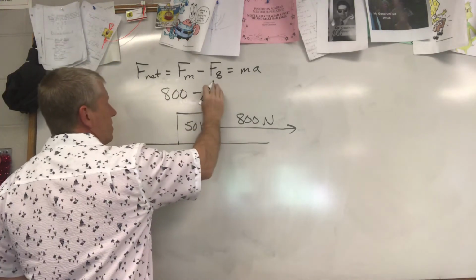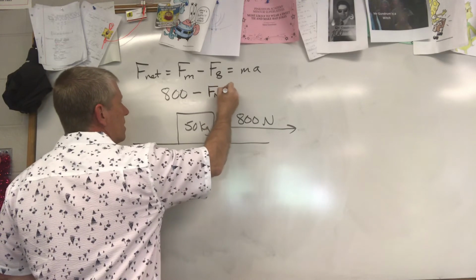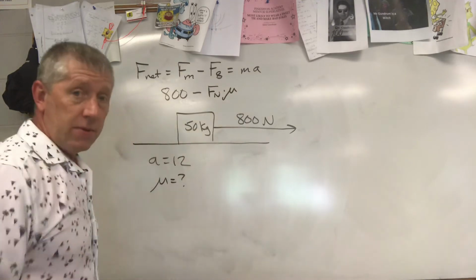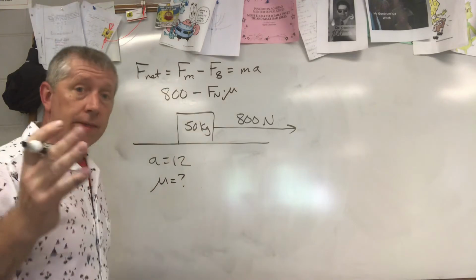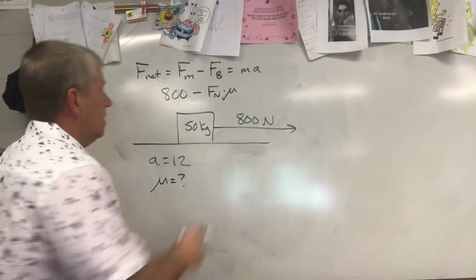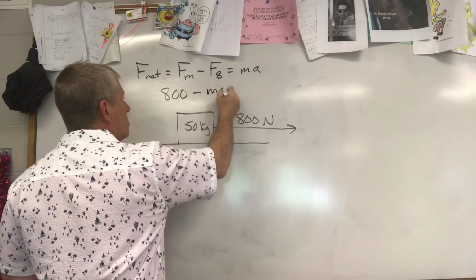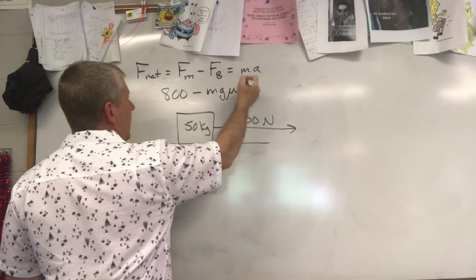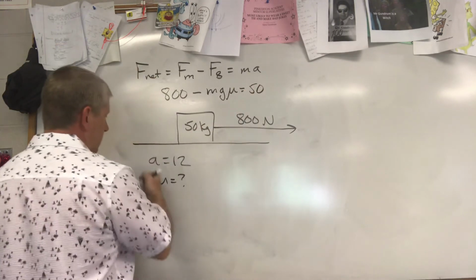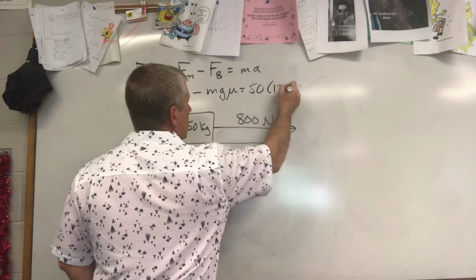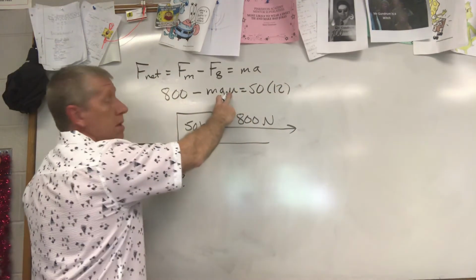Force of friction, this is force of friction holding it back, is equal to Fn times mu. Remember, Ff is equal to Fn times mu. Now Fn on a horizontal surface is mg, it's weight. So we'll make that substitution in right now. mg mu equals mass times acceleration. So the mass is 50. Acceleration is 12. Okay, we want to figure out the coefficient. That's what we're trying to solve for.